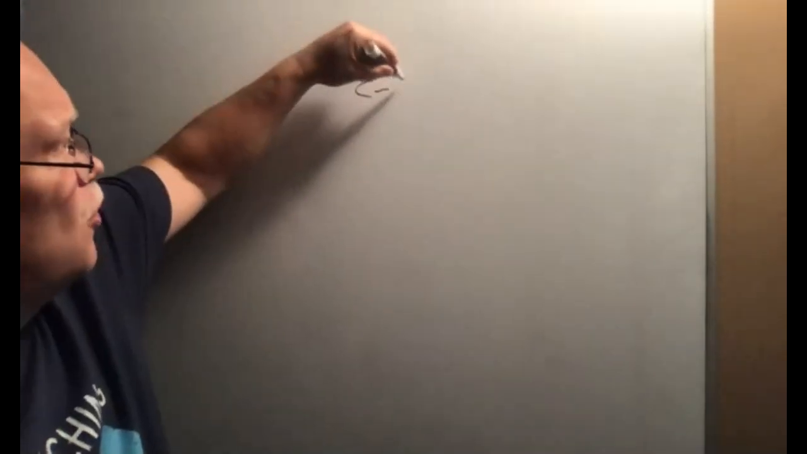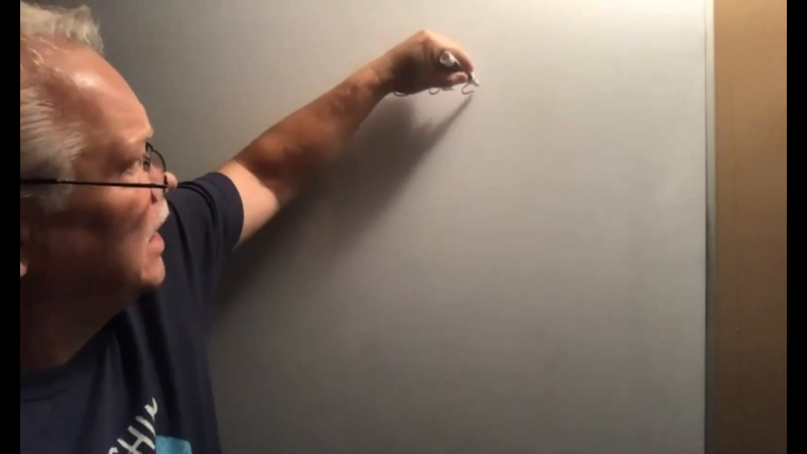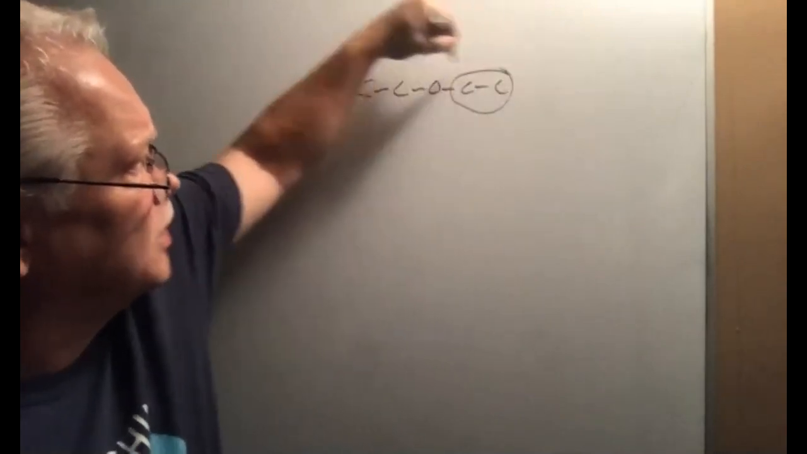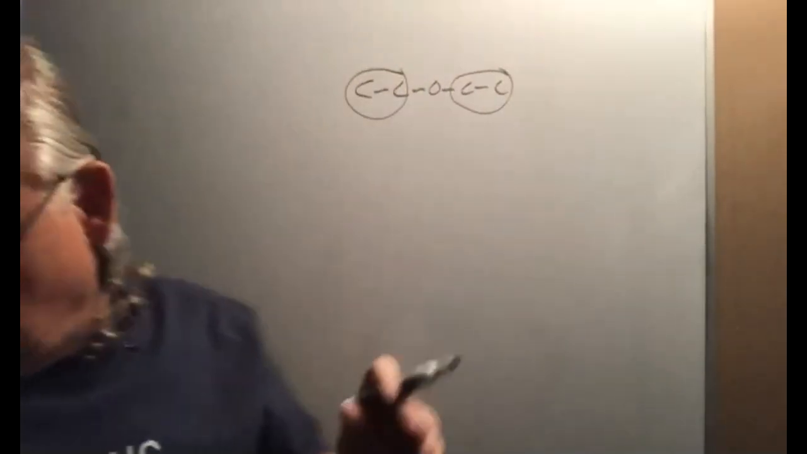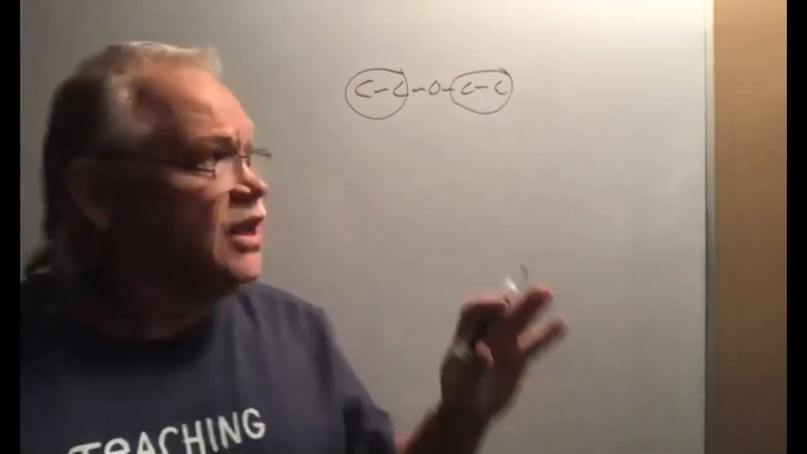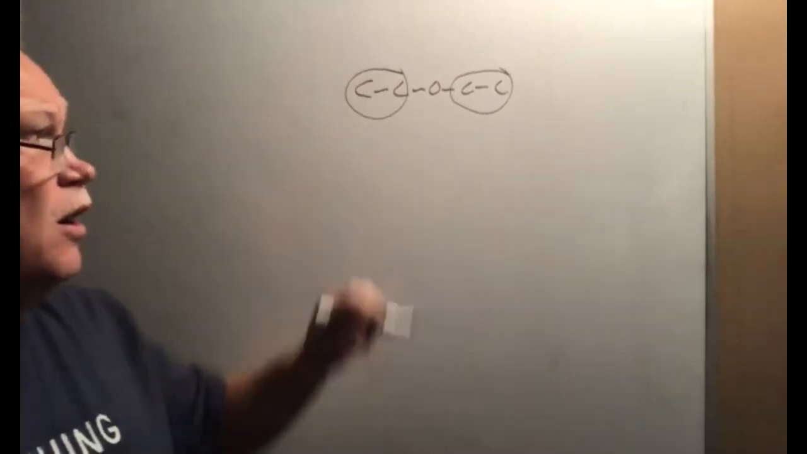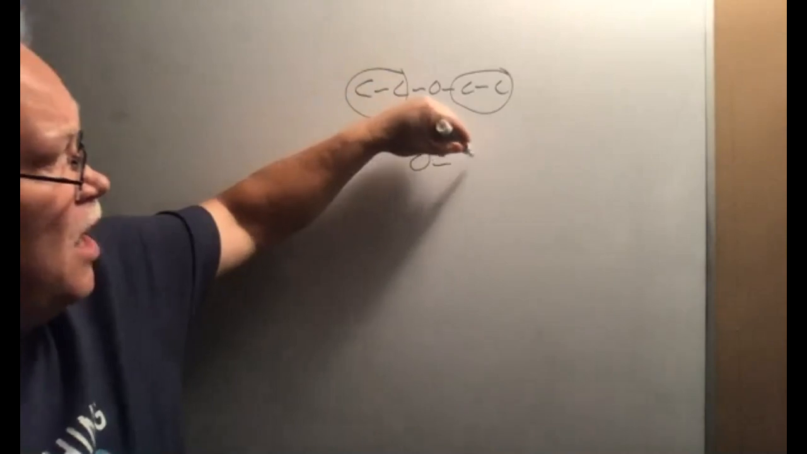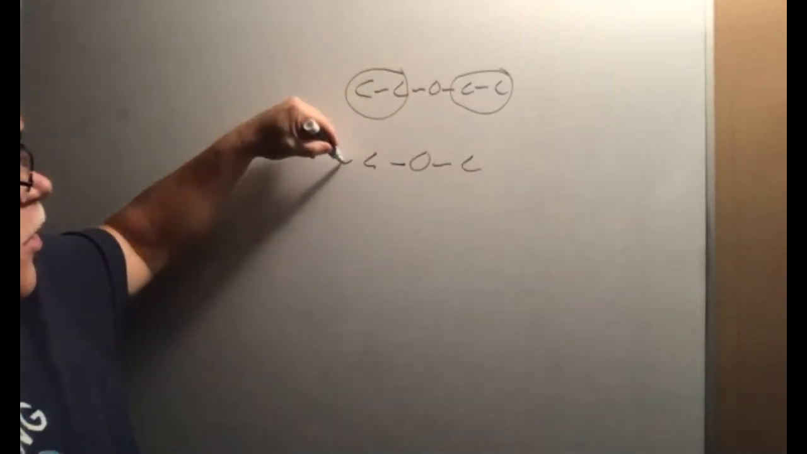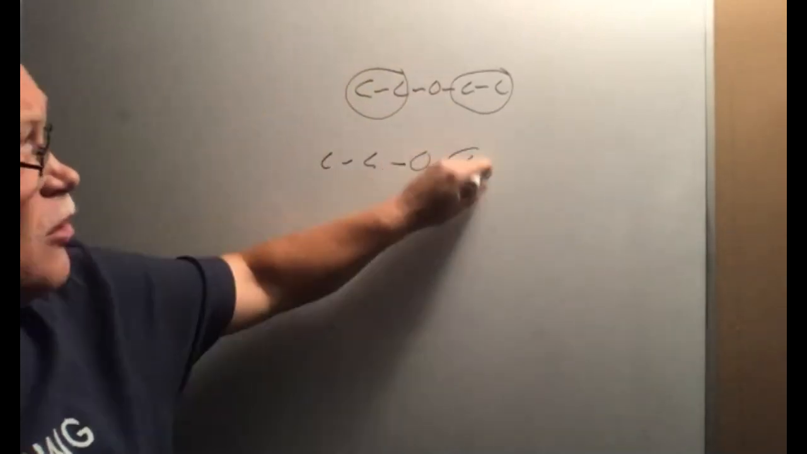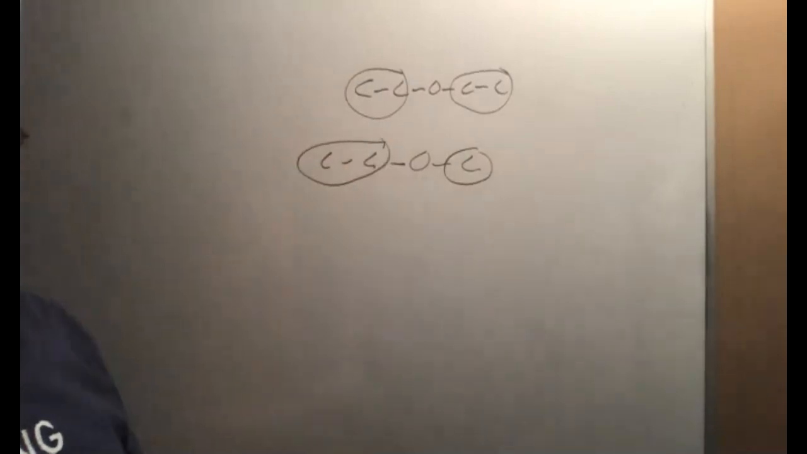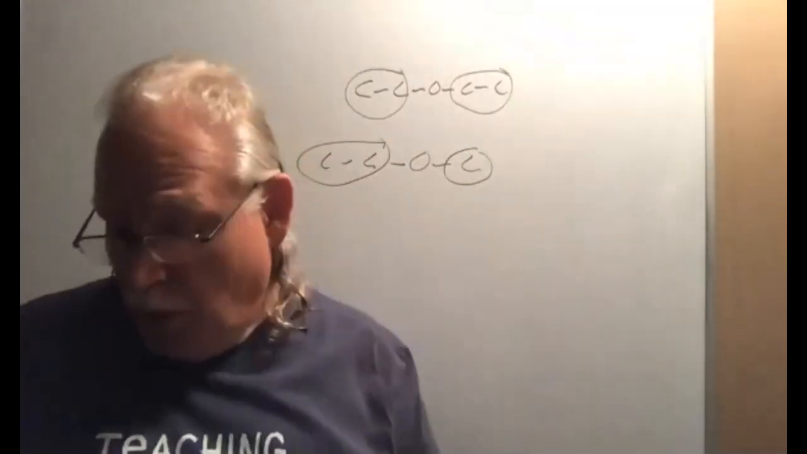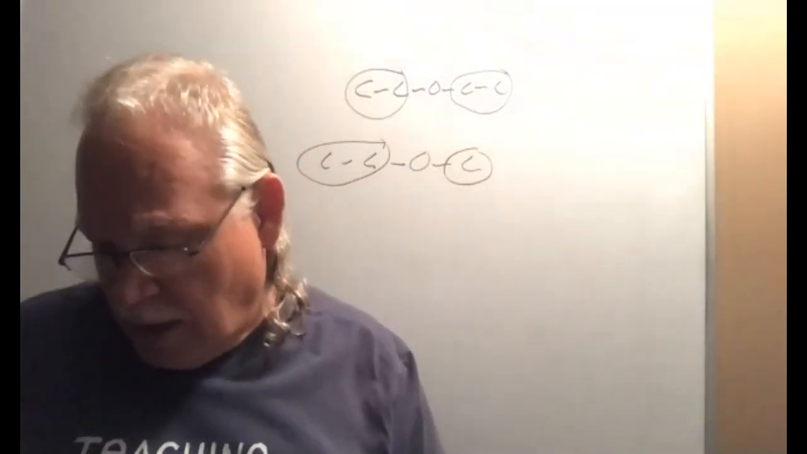A symmetrical ether would be an ether where the 2 R groups that are attached to the ether are the same. For example, this one has 2 ethyl groups on it. This would be an unsymmetrical ether. Notice on one side we have a methyl group, and on the other side we have an ethyl group. So these are unsymmetrical ethers.